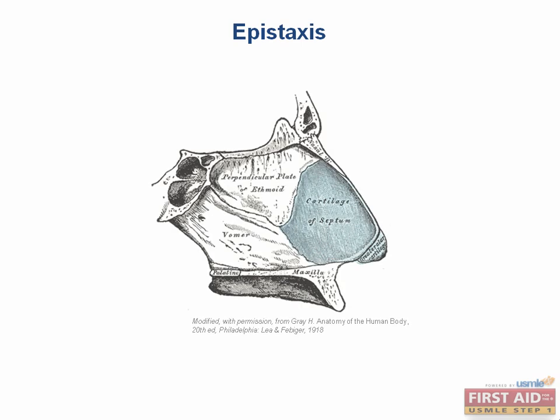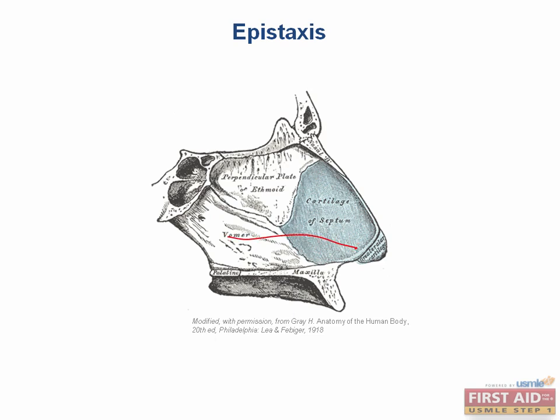Now let's talk about epistaxis, or nosebleed. About 90% of all nosebleeds are anterior nosebleeds because it's in the anterior portion of the nasal airway that will become most dry during inspiration. This dryness can weaken the blood vessels in that area and predispose someone to developing a nosebleed.